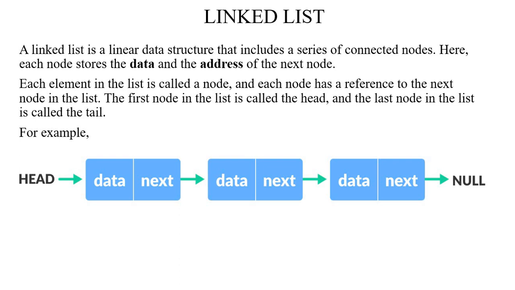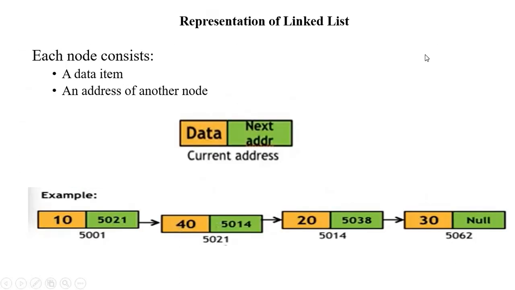But how will I make the connection? How will I identify the next node? The next node is identified by using this address. So in this particular node, the next position holds the address of the next node. Suppose the next data I'm storing is at the memory location 200, then in this particular space I have to mention 200. So this is the representation of a linked list. Each node has two elements: one is the data item, the other is the address of another node.